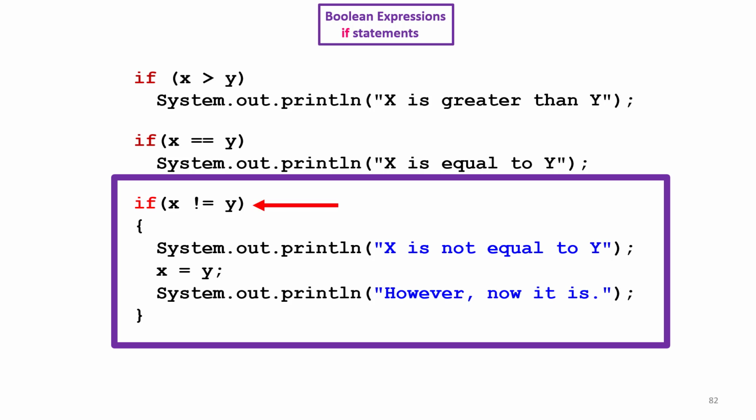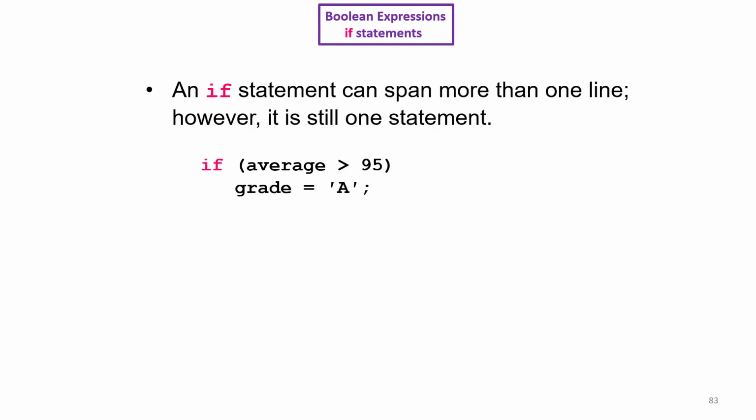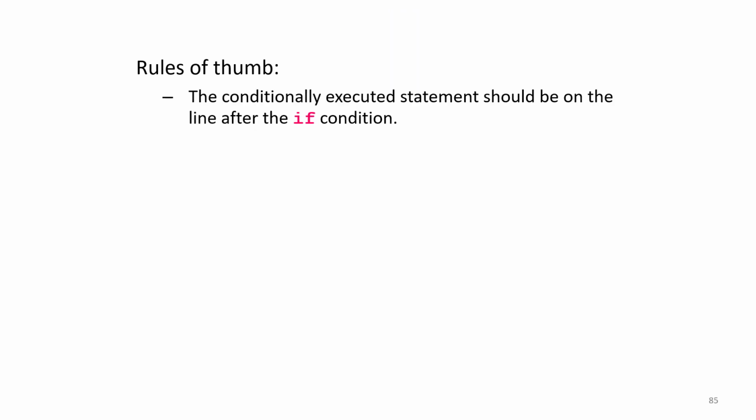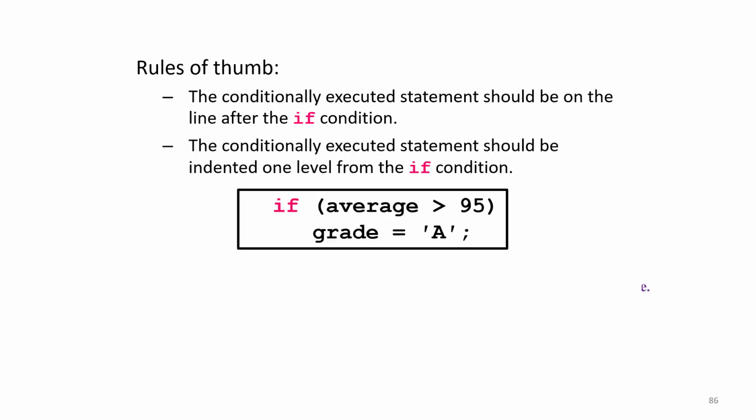An if statement that's composed of a Boolean test and a single executable like this can span more than one line or be written on a single line. These 2 statements are functionally equivalent. But the general rule of thumb is that the conditionally executed statement should be on the line after the if condition, and that the conditionally executed statement should be indented 1 level from the if condition. That's just for readability.